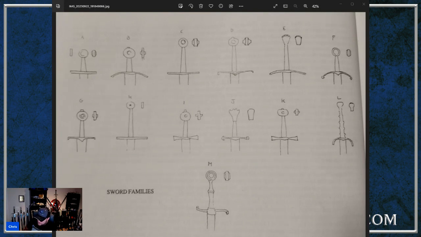So family H. He says about family H, it's difficult to know where to place these in the chronological sequence, as there are not many survivors, at least not many found in great condition. So the hilt, the blade, let's see what he's saying.